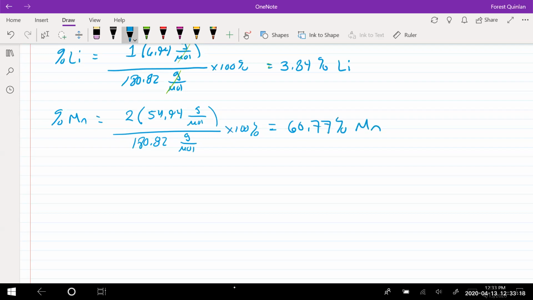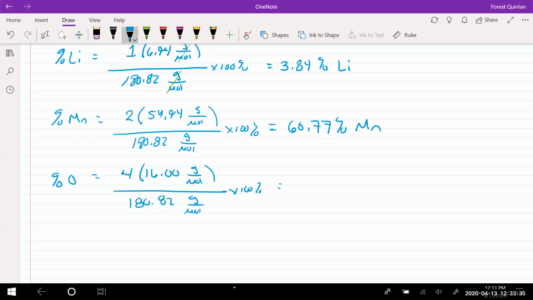Manganese will turn out to be 60.77. The percent of oxygen, that's 4 times the 16.00 grams per mole divided by the 180.82 grams per mole, of course, times 100%. That should leave you with the 35.39% for oxygen that is left over. That's as hard as that gets, guys.